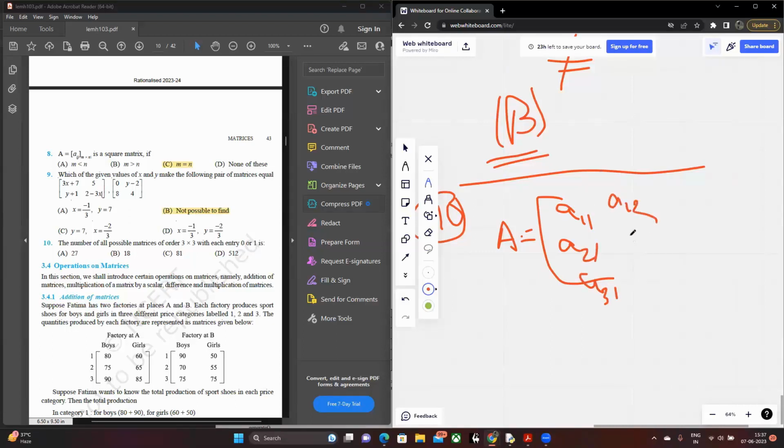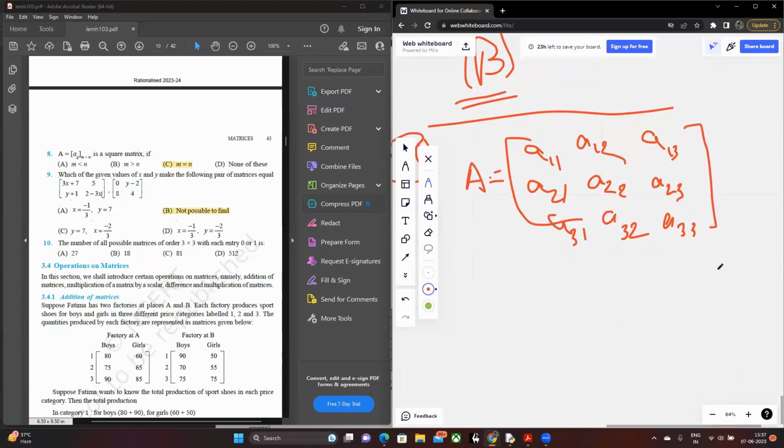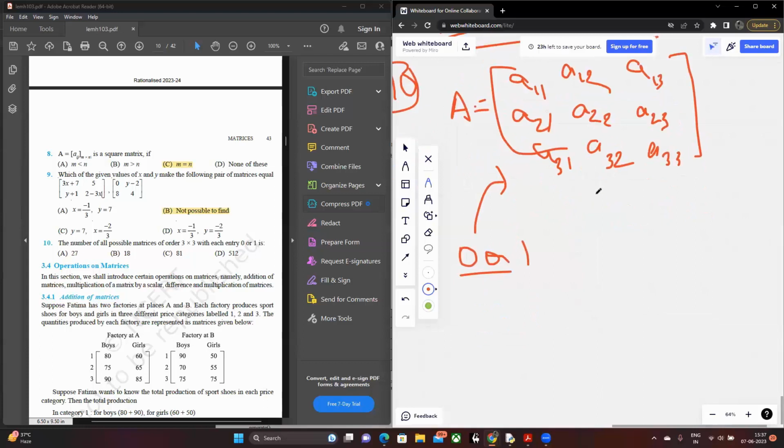Then this is going to be a12, a22, a32. And you have a13, a23, a33. You are given that each of these elements is either 0 or 1. So you have a binary choice.